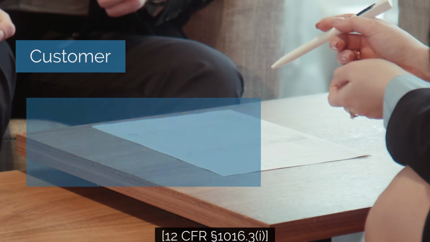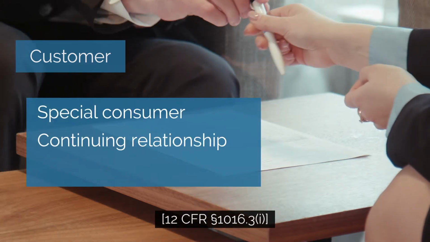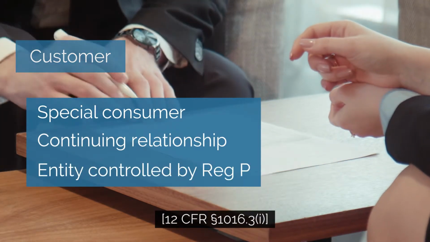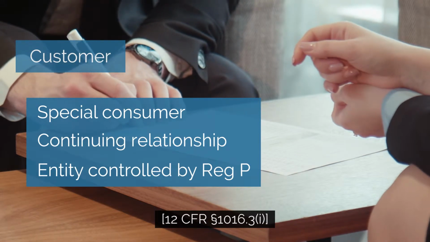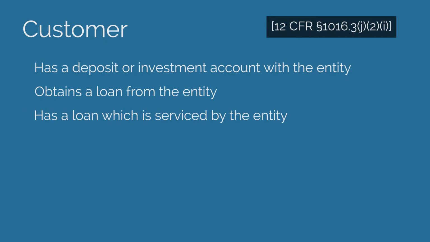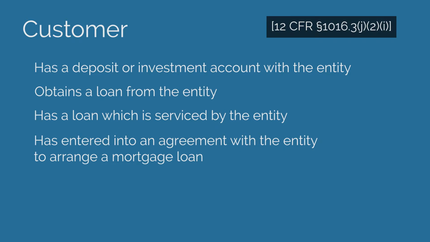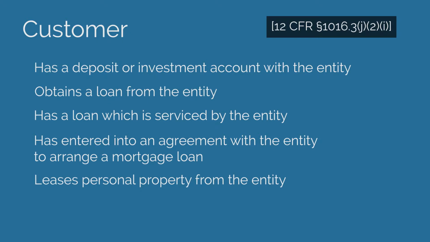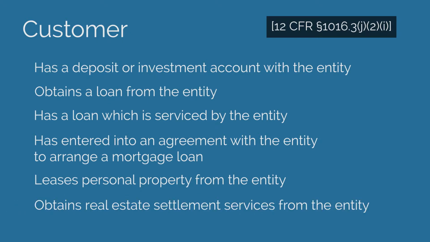In contrast, a customer is a special type of consumer with a continuing relationship with an entity controlled by Reg P. Some examples of continuing relationships with a consumer include if the consumer has a deposit or investment account with the entity, obtains a loan from the entity, has a loan which is serviced by the entity, has entered into agreement with the entity to arrange a mortgage loan, leases personal property from the entity, or obtains real estate settlement services from the entity. In the cases above, the consumer becomes a customer.